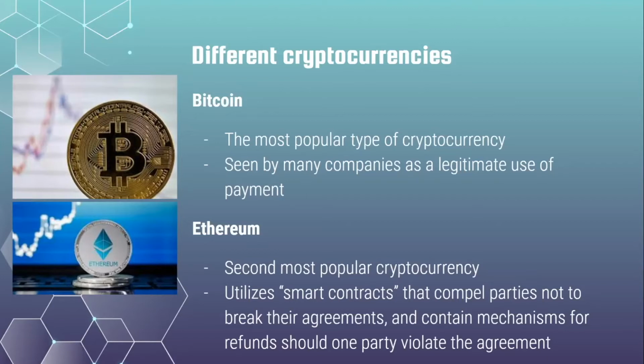And then the second one is Ethereum. It's the second most popular cryptocurrency. Unlike Bitcoin, it doesn't have a limited supply of Ethereum on the market, meaning it's kind of more like a traditional currency where the amount of currency out there could rise and drop. And it utilizes smart contracts that compel parties not to break their agreements and contain mechanisms for refunds should one party violate the agreement. I equate Bitcoin more like gold, and Ethereum is more like cash. If that comparison helps you understand a bit better.